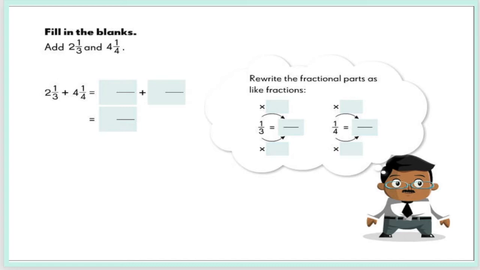Let's try another example. 2 and 1/3 plus 4 and 1/4. Remember, we have to add the whole numbers first. So 2 plus 4 is equal to 6. Now, let's rewrite the fractional parts as like fractions. 3 and 4. What is their common multiple? 12.